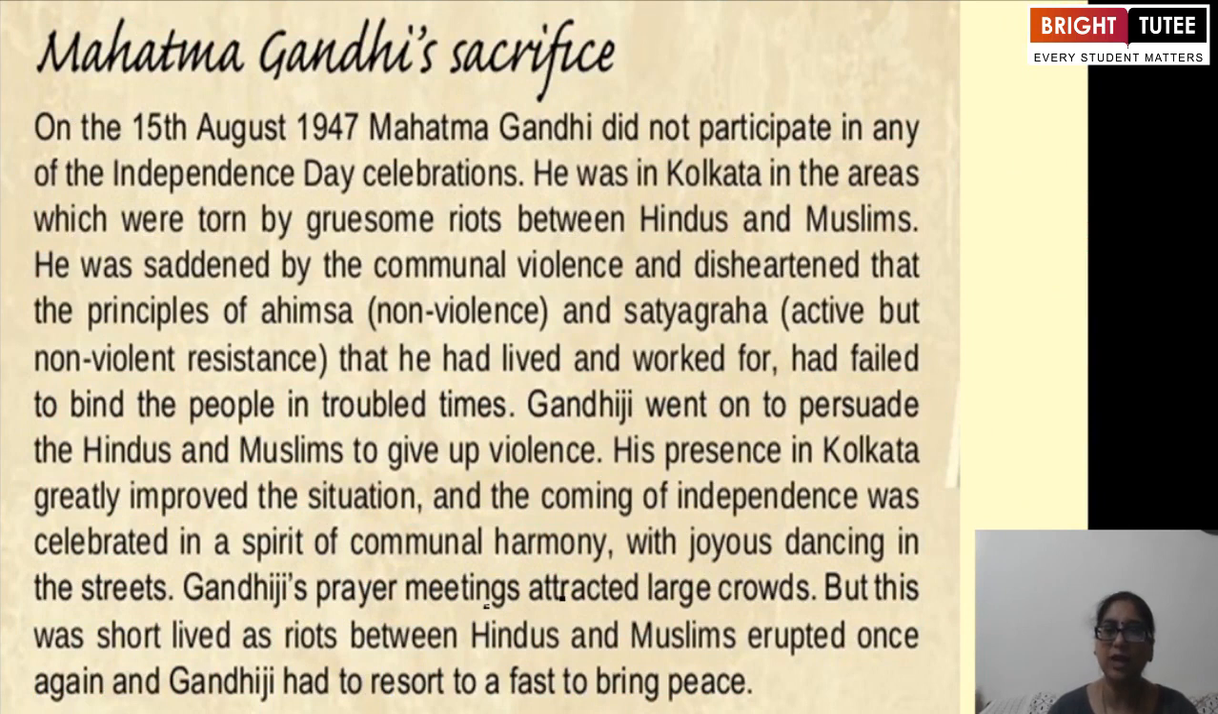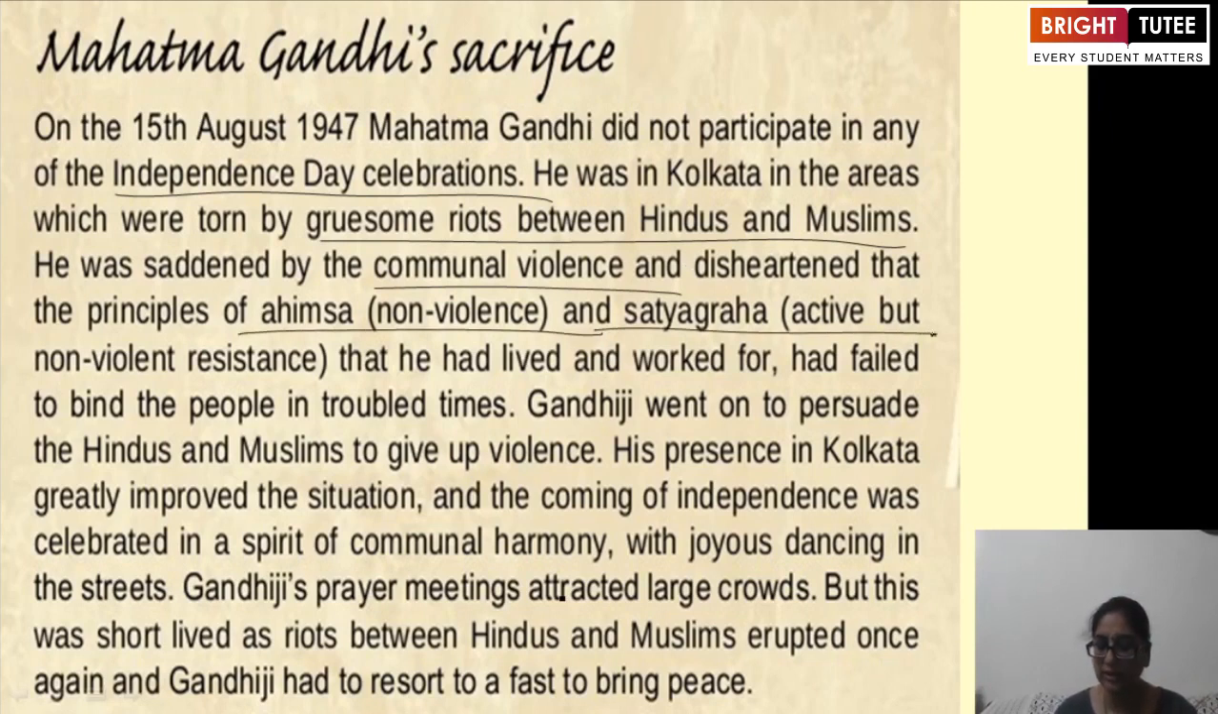Now, what was Mahatma Gandhi's sacrifice? On the 15th of August 1947, Mahatma Gandhi did not participate in any independence celebration because he was not happy with this party. He was in Kolkata, in the areas which were torn by gruesome riots between Hindus and Muslims. He was saddened by the communal violence because he was always against violence, and disheartened that the principles of ahimsa, that is non-violence, and satyagraha, active non-violent resistance, that he had lived and worked for, had failed to bind the people in troubled times. Gandhiji went on to persuade the Hindus and Muslims to give up violence.